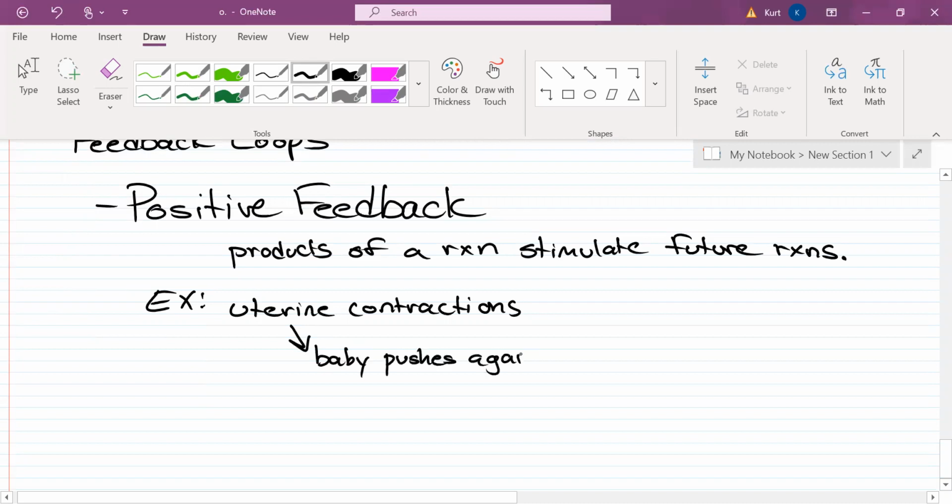against cervix. And for those of you that know anything about childbirth, do you know how many centimeters dilated the cervix has to be? Right now? 10 centimeters. So ladies, your cervix has to be that.